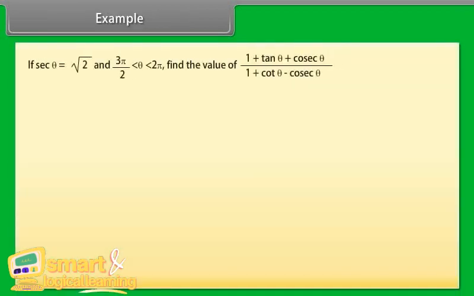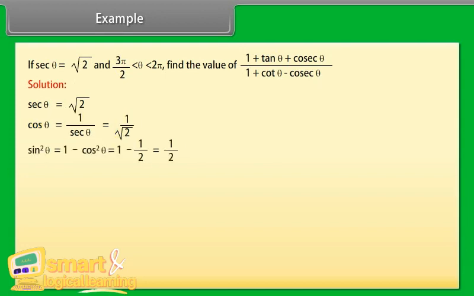Example. If sec θ = √2 and 3π/2 < θ < 2π, find the value of (1 + tan θ + cosec θ)/(1 + cot θ − cosec θ). Solution. sec θ = √2. cos θ = 1/sec θ = 1/√2. sin²θ = 1 − cos²θ = 1 − 1/2 = 1/2. Thus, sin θ = ±1/√2.